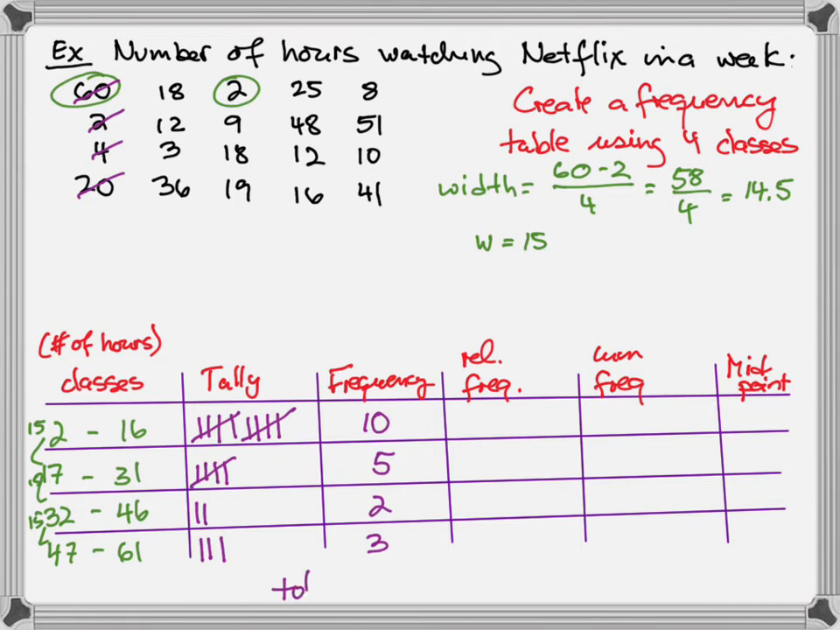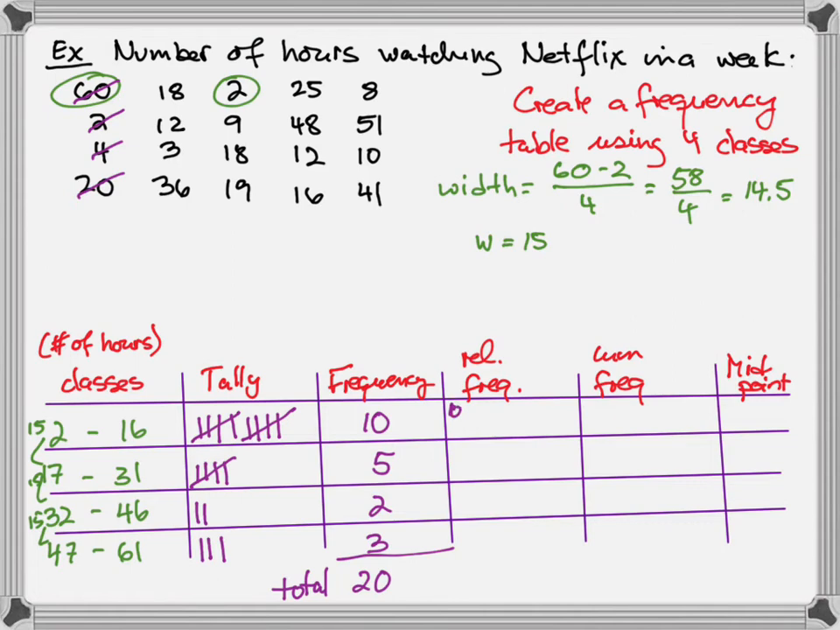Now let's make sure I did that correctly. Let's find the total. 5, 10, 20. Oh yeah, cool. Here it is. Okay, now we need the relative frequency. The relative frequency is each frequency divided by the total and then multiplied by 100, because the relative frequency represents the percentage of each class.